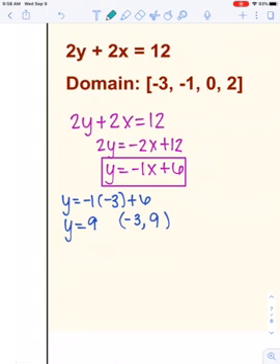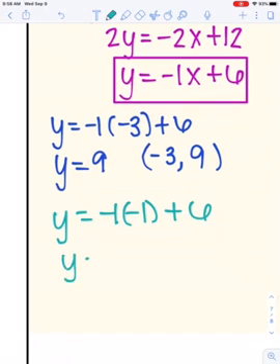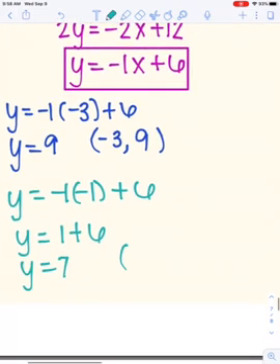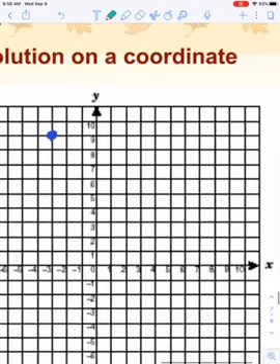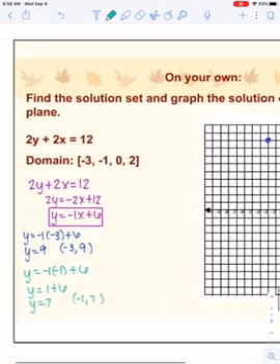So now I'm going to plug in -1 for x. So y equals -1 times -1 plus 6. -1 times -1 is 1. 1 plus 6 is 7. So I plugged -1 in for x, and I got 7 for y. So -1 and then up 7.